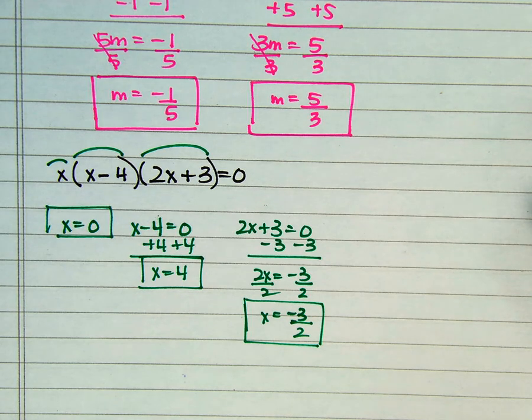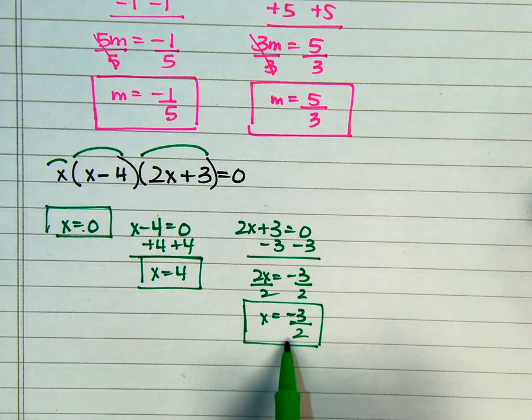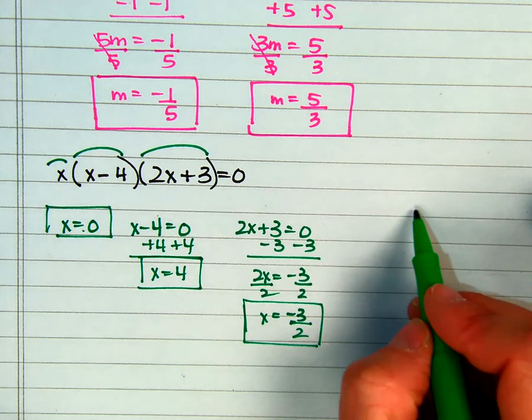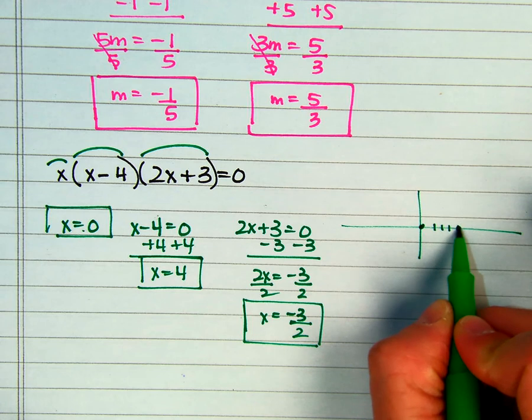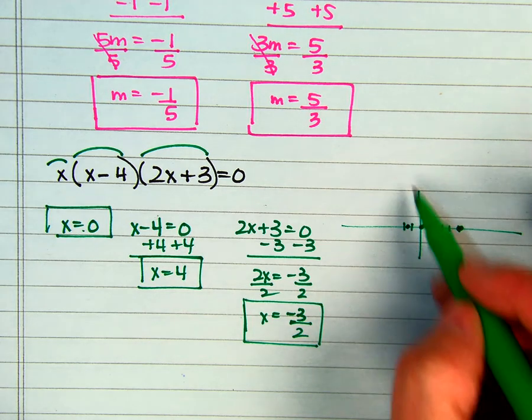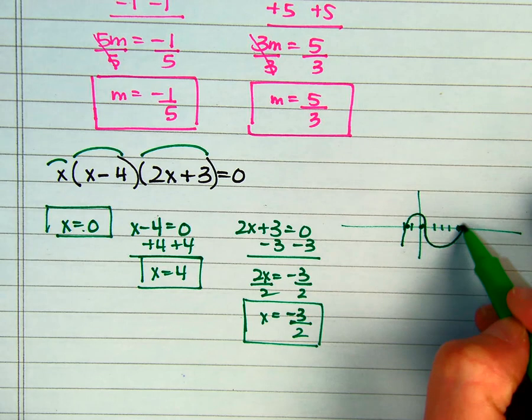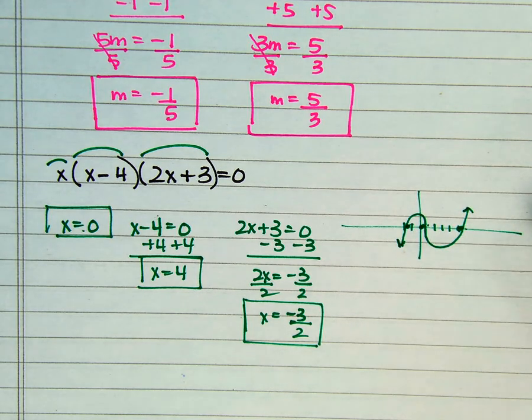So the whole reason why we factor is so that we can solve these little itty-bitty linear equations so that we can find our solutions of 0, 4, -1.5. So my graph may look like that. Okay, that is why we factor.